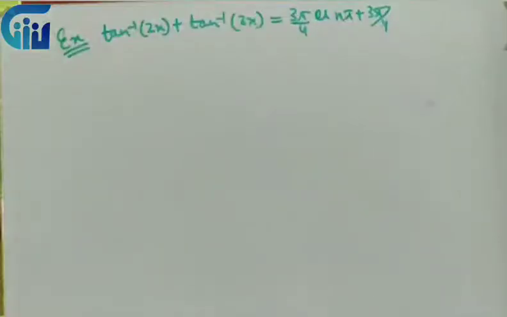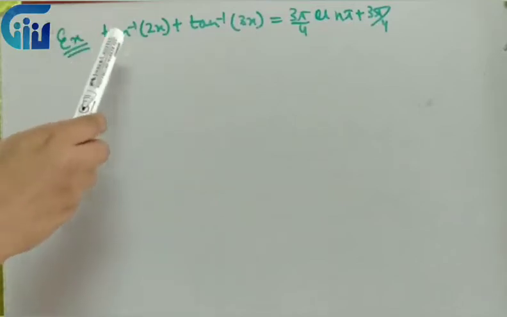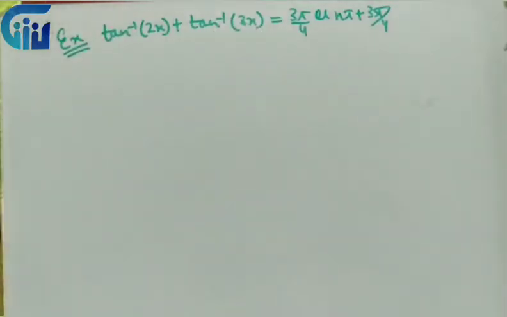Question, this is a solved example of NCERT. Again, a very important question, 4-marker. Now this can be presented in two ways. One is tan inverse 2x plus tan inverse 3x is equal to 3 pi by 4, or it can be written as n pi plus 3 pi by 4. Both the questions are the same.